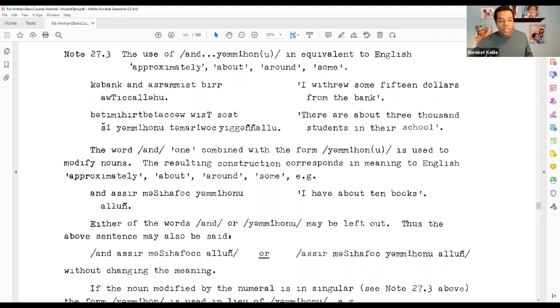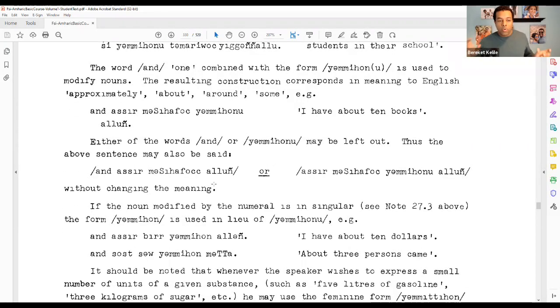What we'll see here is that either of the words is basically optional. With the example and asen musafoch yemihonu alun, you see both of them there, but you can take either of them out. You can take out the yemihonu and have and asen musafoch alun, I have about 10 books, around 10 books, or approximately 10 books. Or you can drop the and part and just say asir misafoch yemihonu alun.